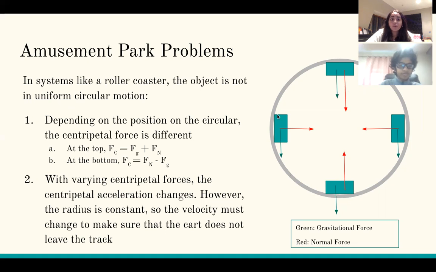And therefore, in order to maintain that centripetal motion and ensure that the roller coaster does not fall off, the velocity must change accordingly. We'll practice this more often. The net force, which is the centripetal force, changes consistently.